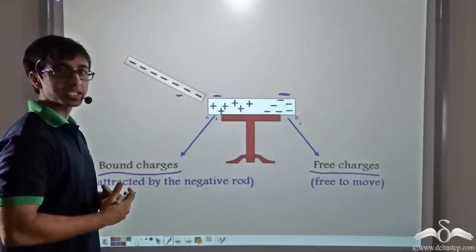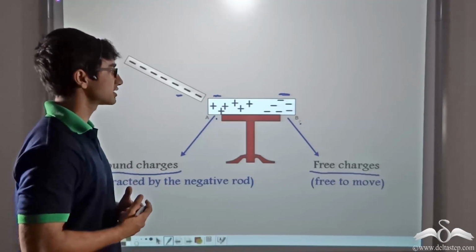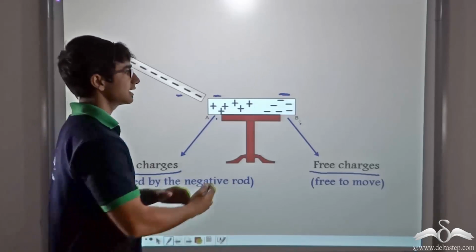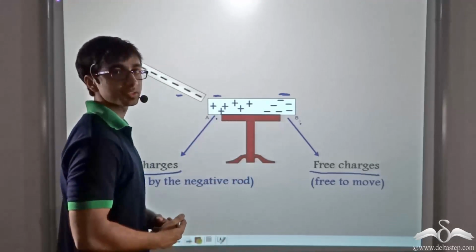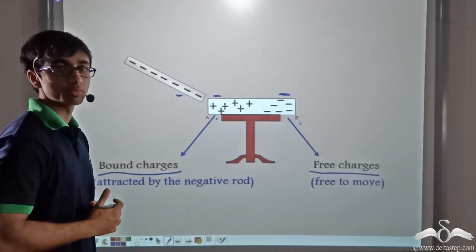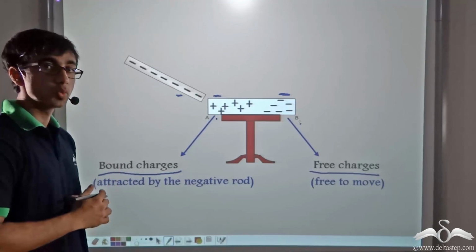So now we have obtained a separation in charges, that is at side A positive charges and at side B negative charges. Now we have to turn this conductor into a positively charged body. Let us see how we can achieve that.